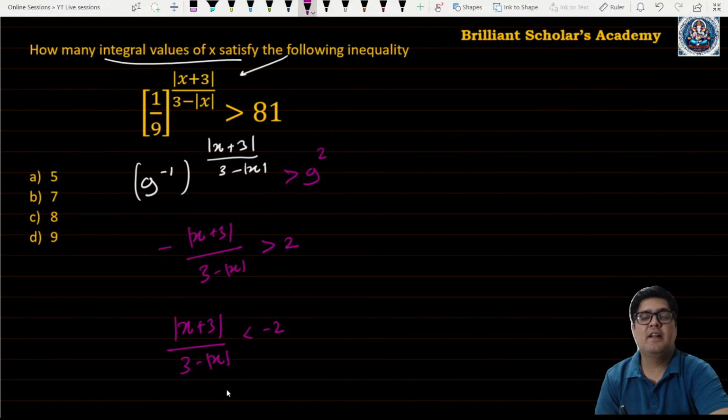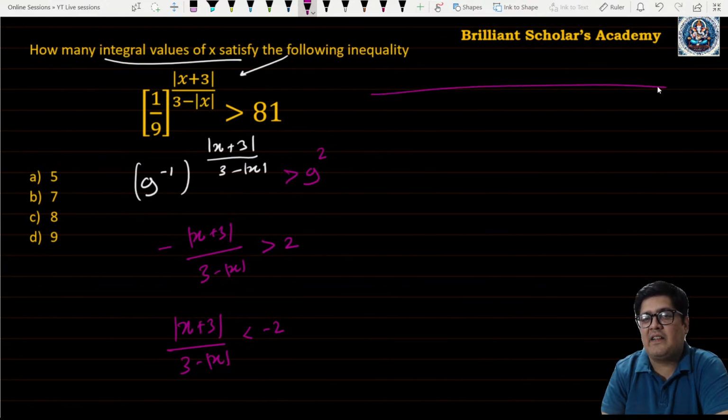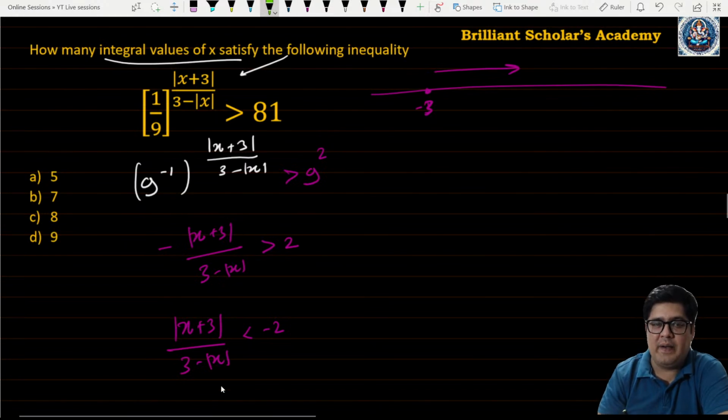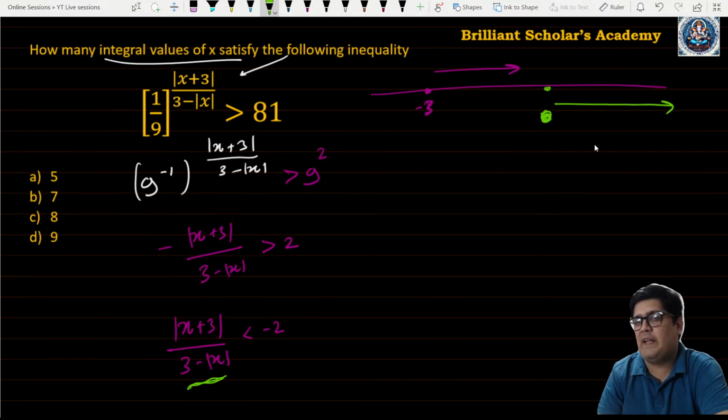Now here I need to work with the range of x. In the numerator, as long as x is on the right side, the numerator remains positive. Look at the denominator. Mod of x: as long as x is more than 0, the modulus remains positive.